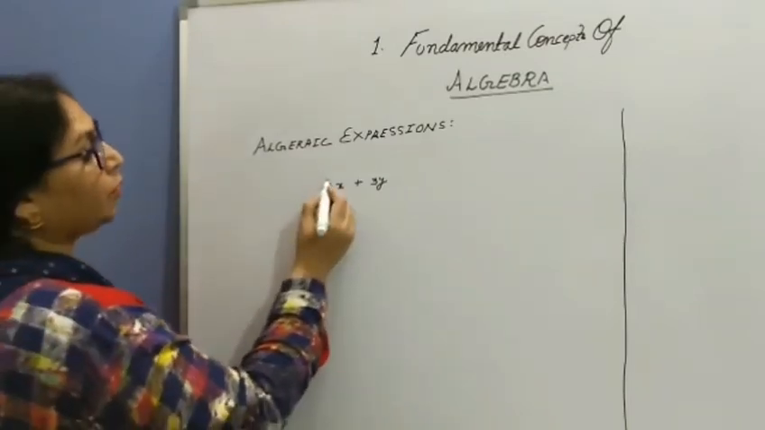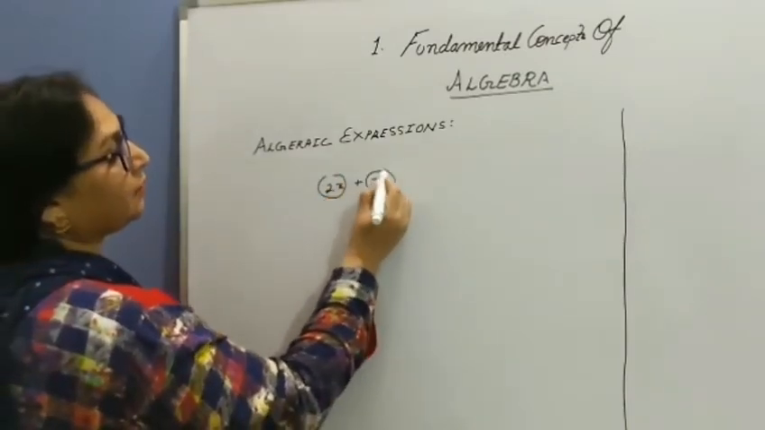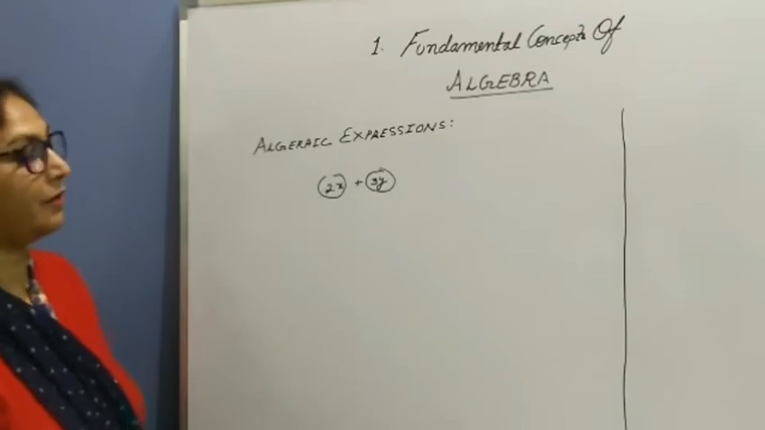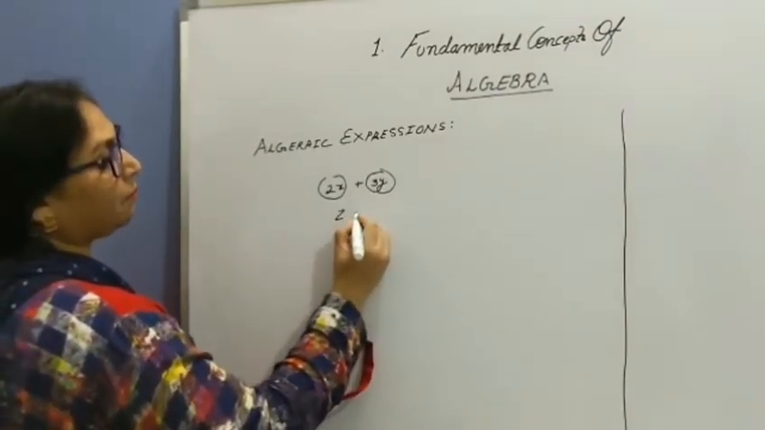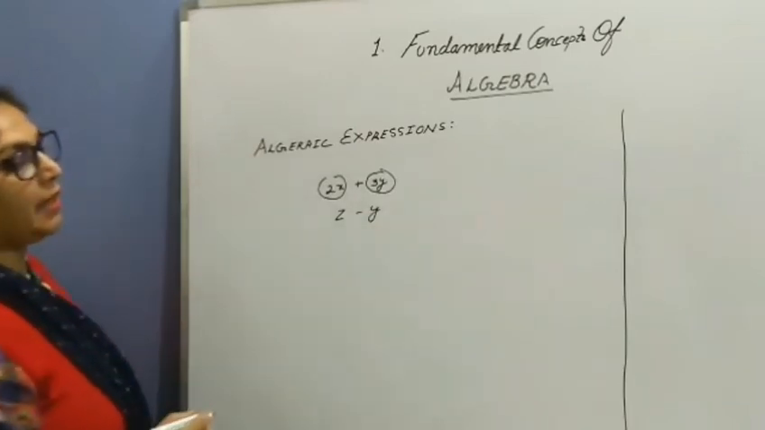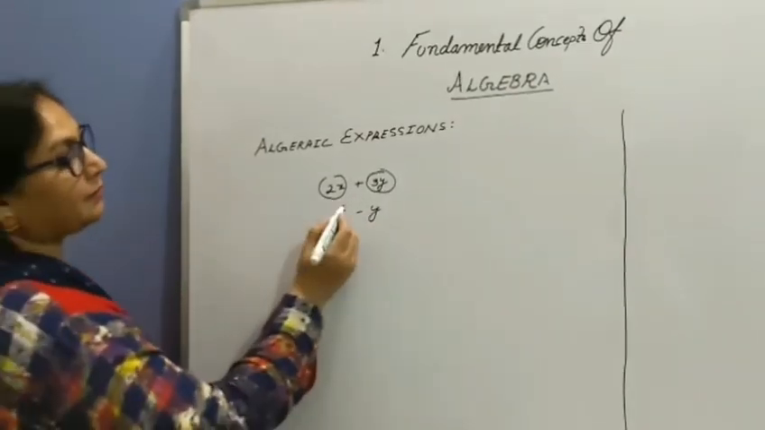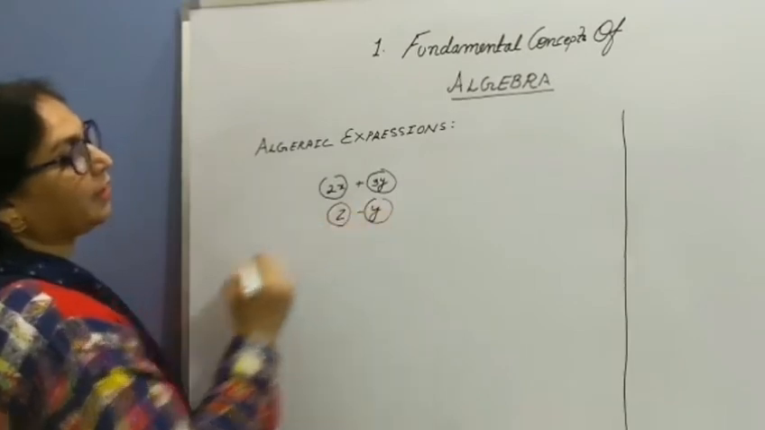In this case, you have added two parts. These two parts are connected with plus sign. Let me take one more example. For example, z minus y. Here again you have how many parts? Two parts, z minus y.